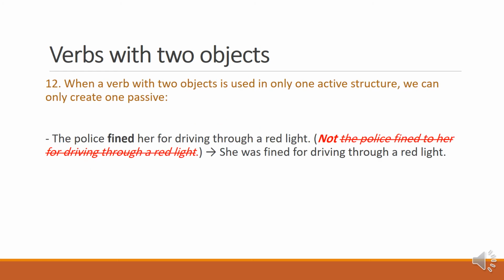Rule number 12 is, when a verb with two objects is used in only one active structure, we can only create one passive. For example, the police fined her for driving through a red light. And we can't say the police fined to her for driving through a red light, while we can say she was fined for driving through a red light.